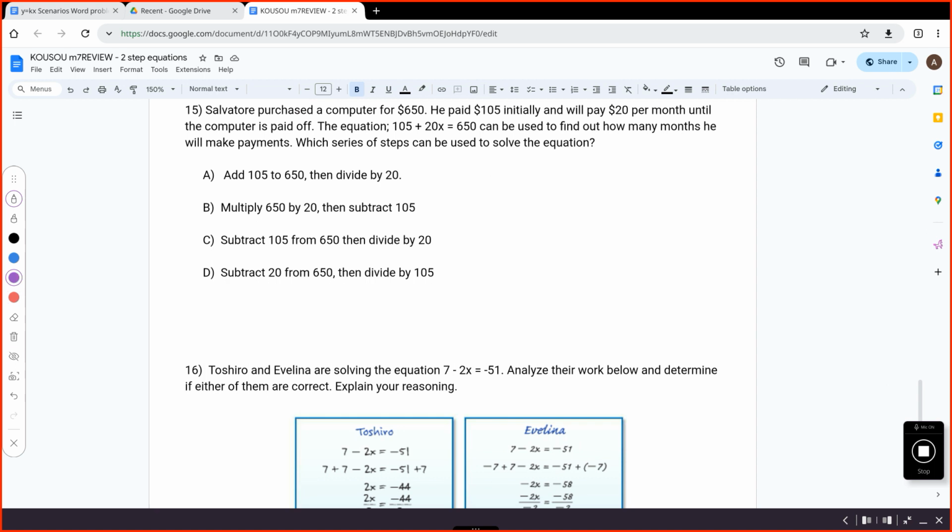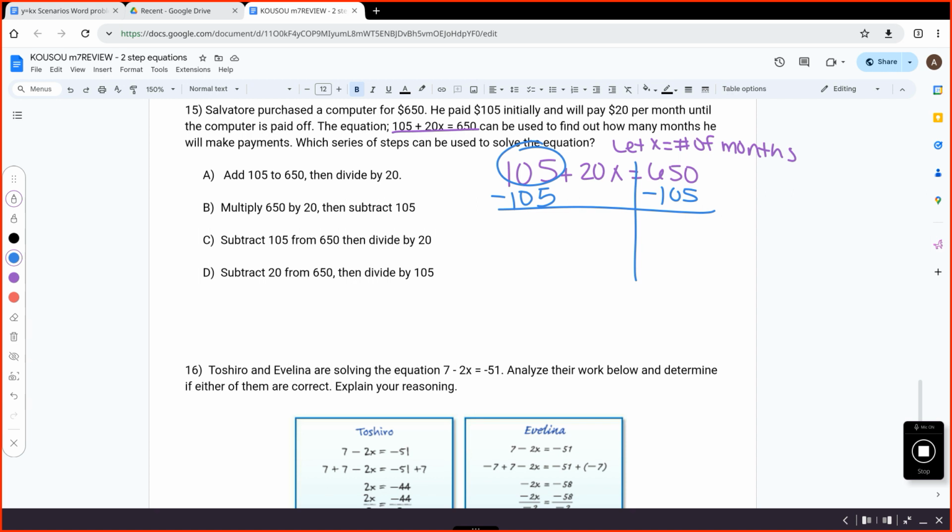All right, so we are given the equation 105 plus 20x is equal to 650. And we are saying let x equal the number of months he'll need to make the payments. All right, so I would just go ahead and start solving this and then see what steps work with what I'm doing. So subtract 105 on both sides. This is the constant, doesn't have the x, right? Remember, this here has the x, so we're not going to touch that yet. You always want to move the one that doesn't have the x first.